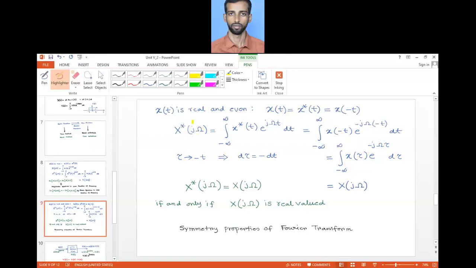And the perfect example that we have seen for this one is the gate function, because for the gate function the signal is real, there is no complex part, it is 1 from minus t naught to plus t naught, and this is also even because the appearance of the signal in the positive direction and the appearance of the signal in the negative direction are the same. So we have also noticed that in that case X of j omega is also real valued, because what we get in place of X of j omega or X of j f is a sinc function, that is a real valued signal.